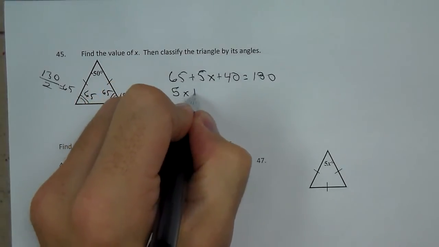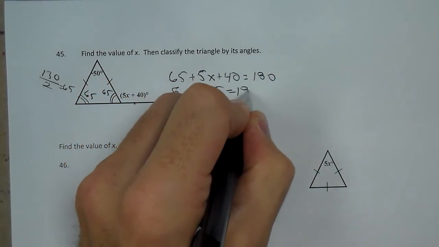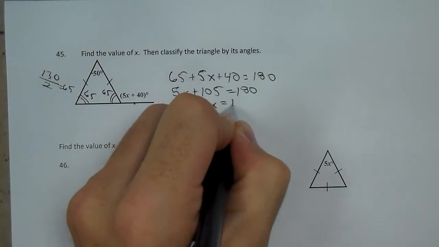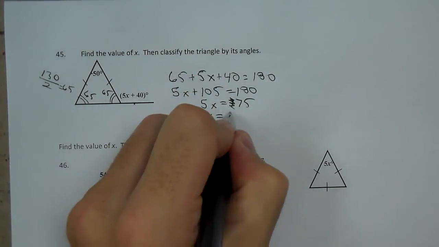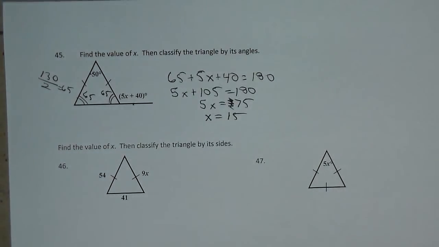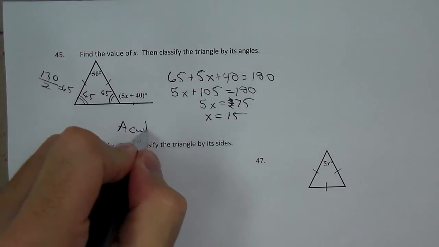I'm going to say 5x plus 105 equals 180. 5x equals 170, oops, not 175, just be 75. So x comes out to be 15. So classified by its angles, that's going to be an acute triangle as well.